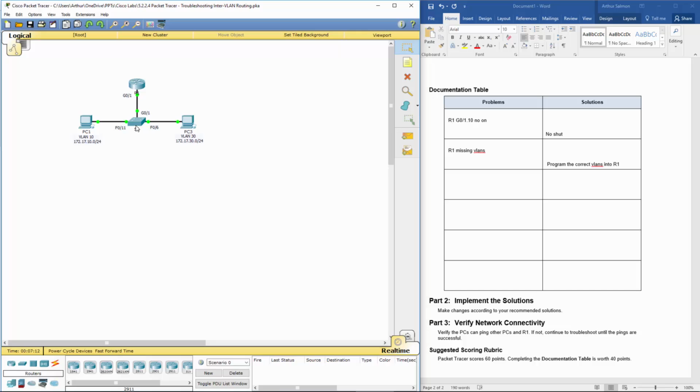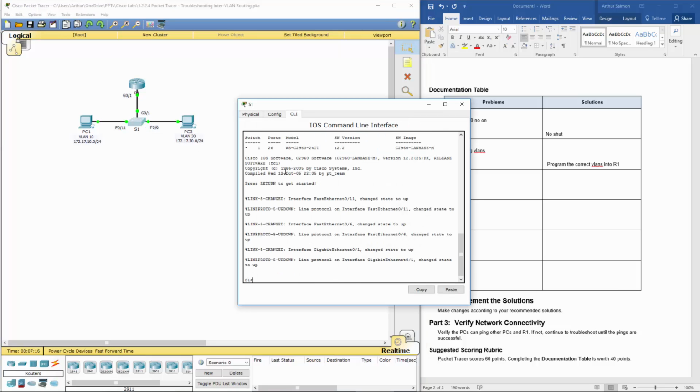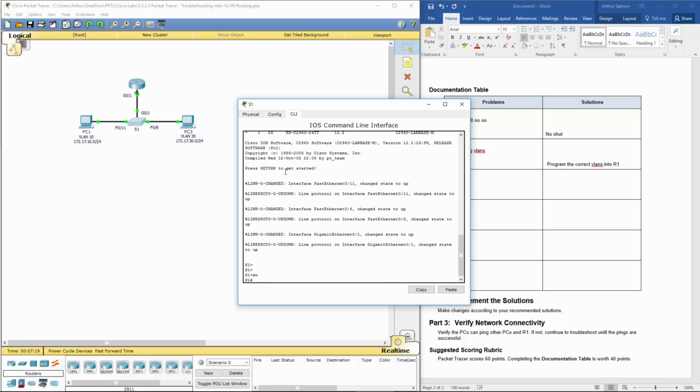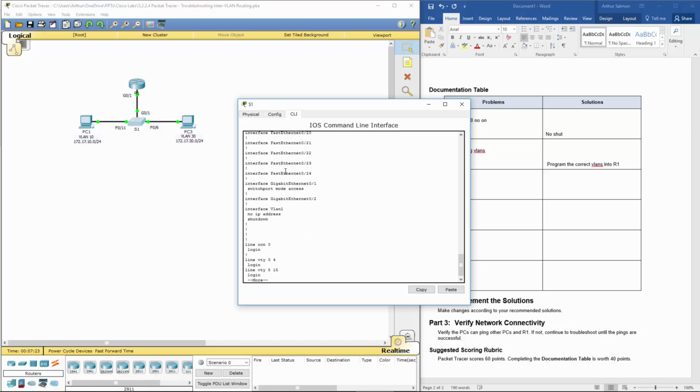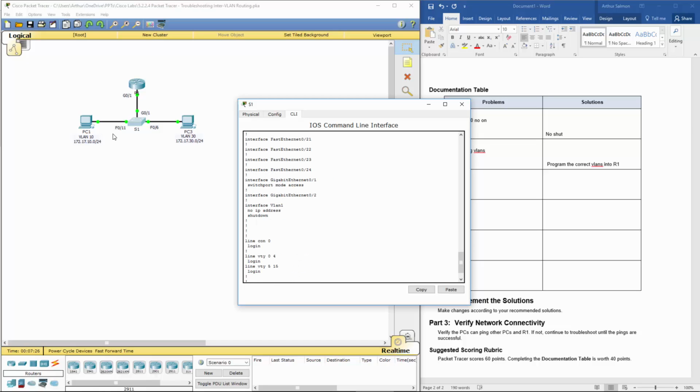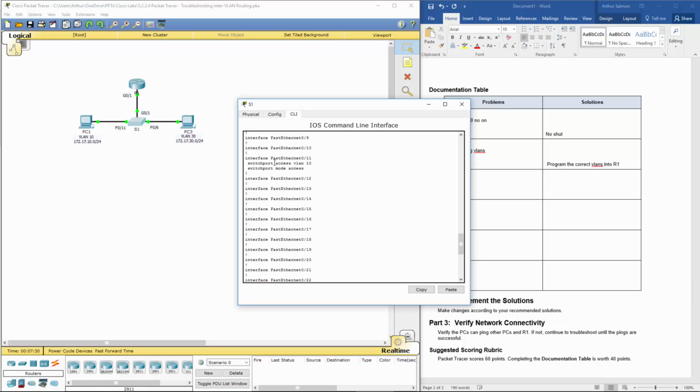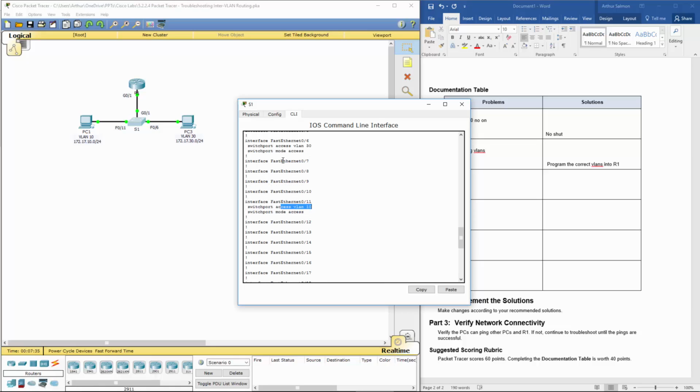All right, let's hop over to the switch. Get logged in. Let's go and do a show run. So we know a few things. We know that F11 needs to be part of VLAN 10, and it is. F6 needs to be part of VLAN 30, and it is. They're both set to access modes. That's correct.